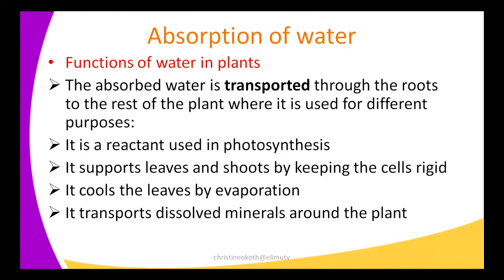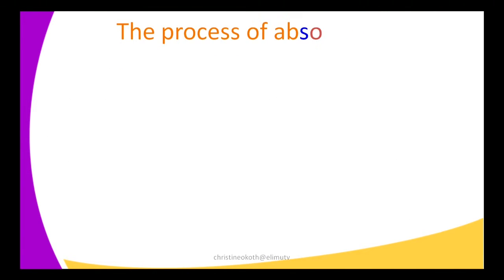Secondly, the water absorbed from the root supports leaves and shoots by keeping the cells rigid. It also helps in transpiration. As the water evaporates, it helps in cooling the leaves. And lastly, the water absorbed from the root transports dissolved minerals around the plant, because these minerals cannot transport themselves. They need to be dissolved in water, then they are able to be transported to all parts of the plant. Those are the functions of water within the plant.